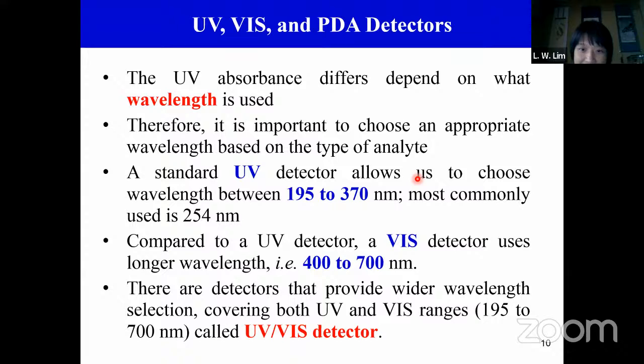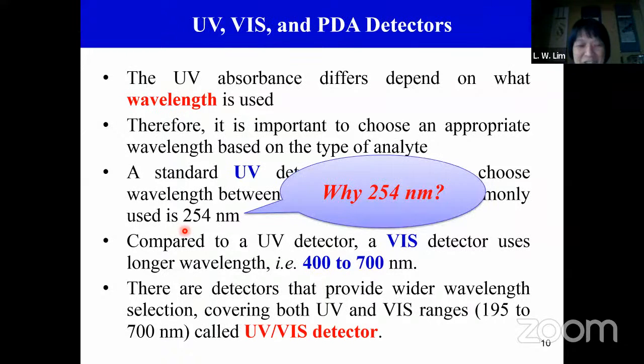Okay, like I say here, for UV, the common wavelength is 254. So why 254? Does anybody want to know? Does anybody have any idea? For those who have experience, I don't know how many of you have experience before.